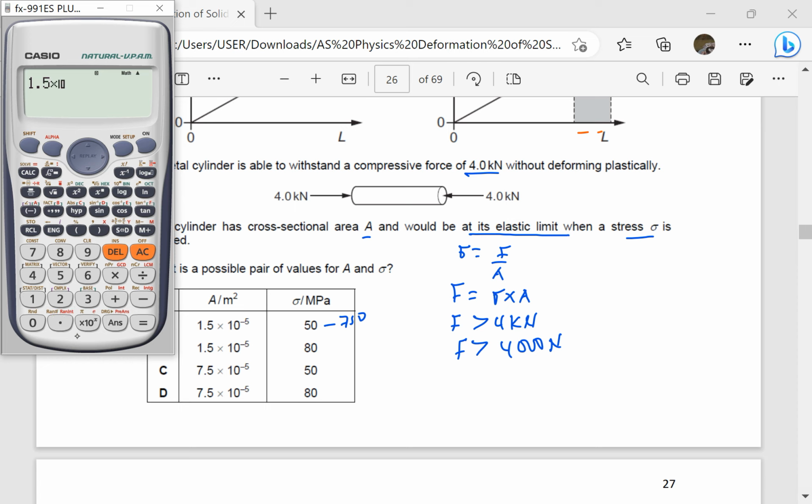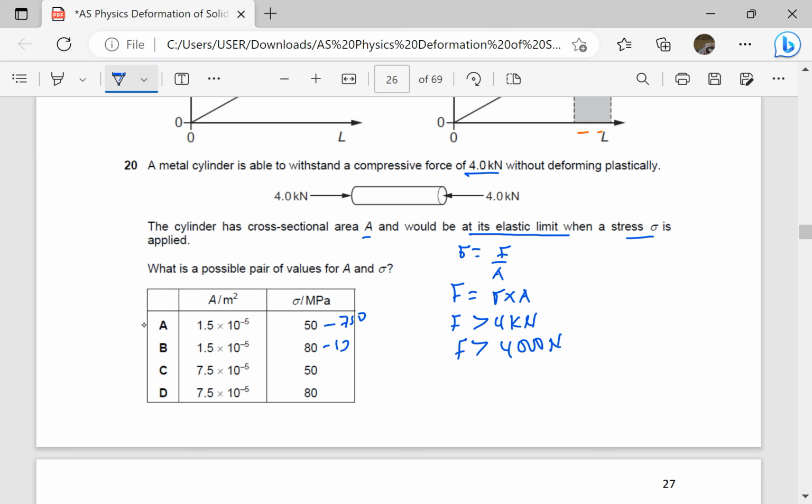1.5 exponent negative 5, then times 80 exponent 6. So this is giving us 1,200. So this is already out.